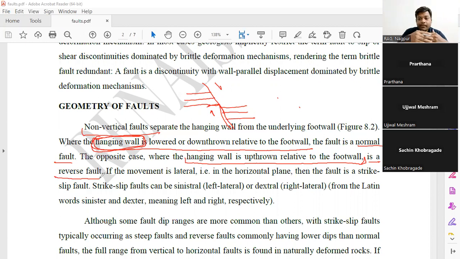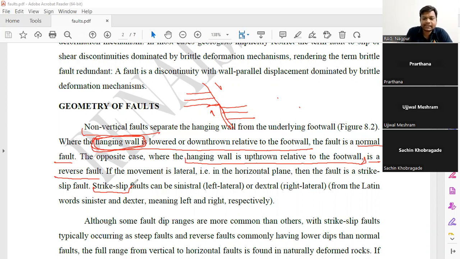Now if there is no relative movement like this, but the movement is lateral, that means sideways, these kinds of faults are called strike slip faults, because they follow the strike of the bed, or the strike of that entire rock mass. So that will be called a strike slip fault, right?